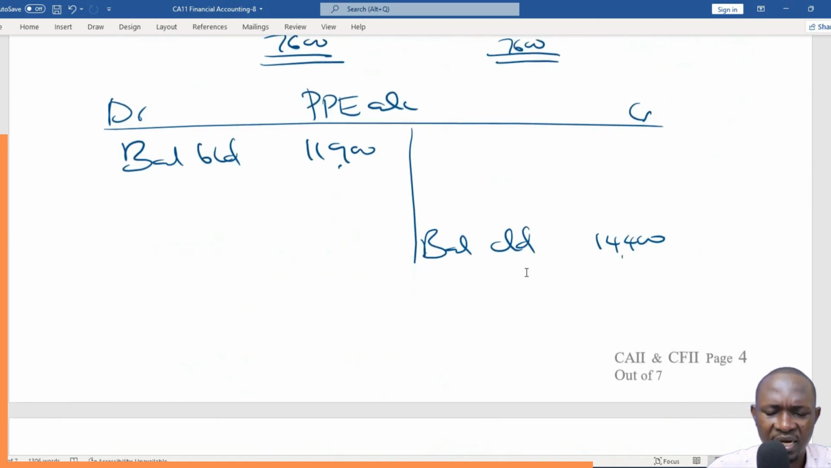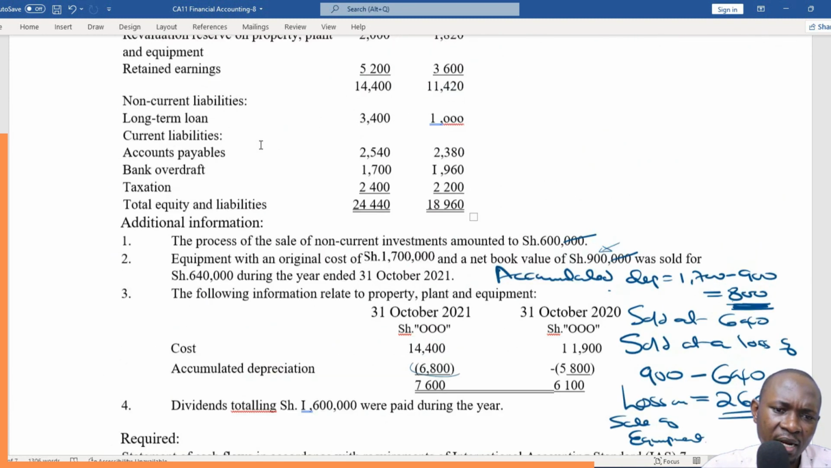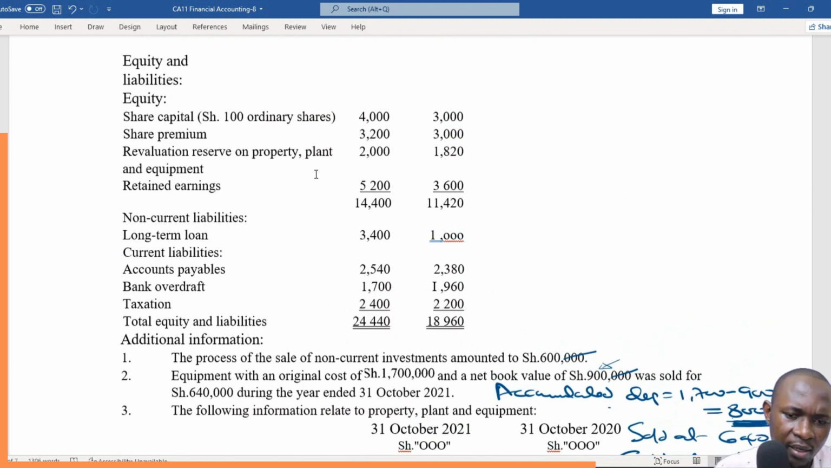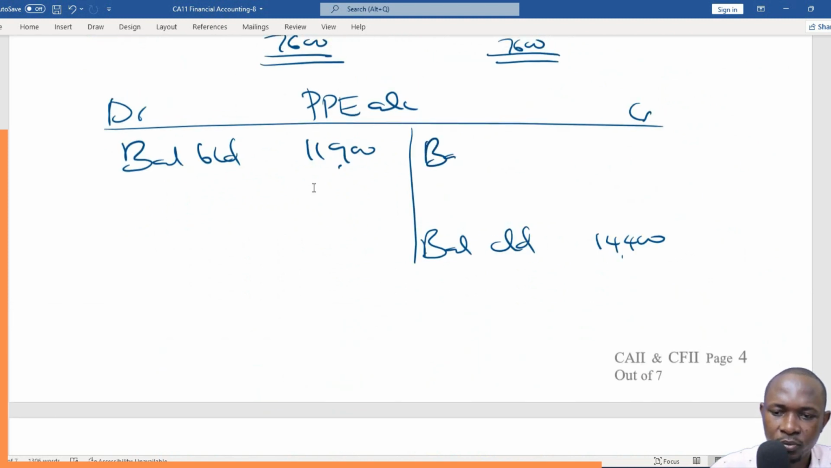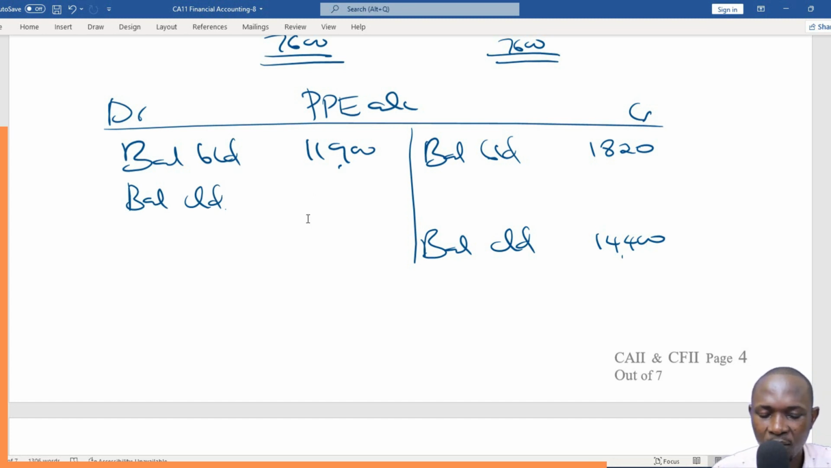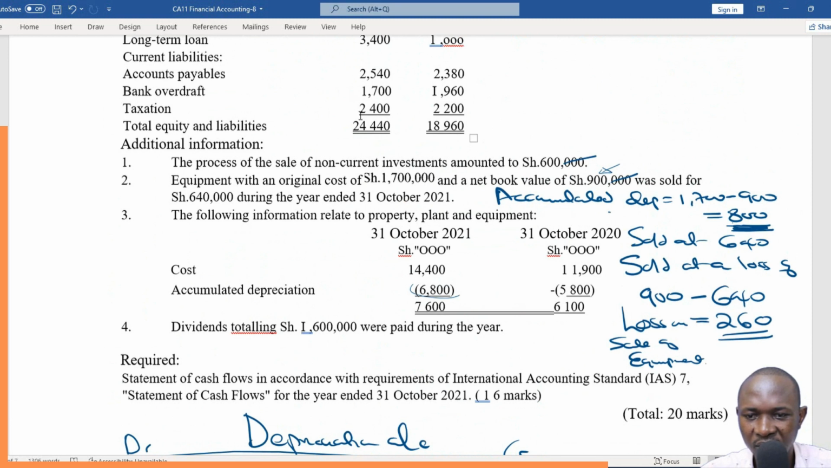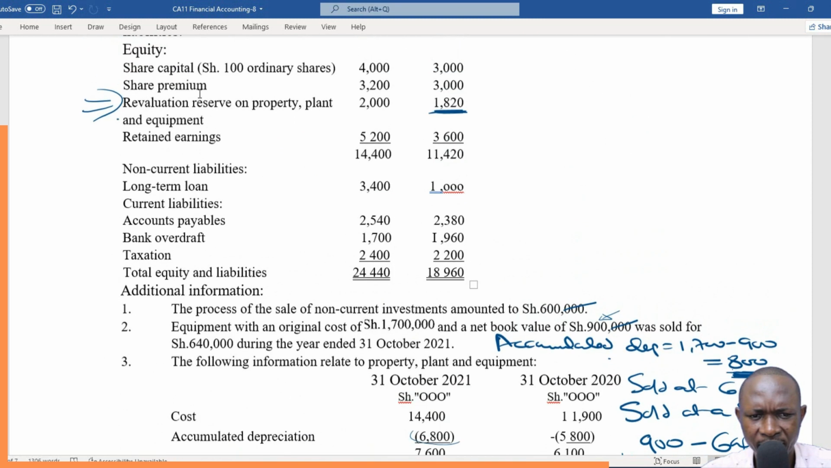So 14,400 will be our balance carried down. Just come right here, balance carried down 14,400. Then go and find out if we have any revaluation reserve, and it's already here, revaluation reserve. You can see it's on the liability side. So for the previous year 1820, we'll simply have it here, balance brought down. How much? 1820 on the credit side, and then again we'll have balance carried down. Now notice this is balance carried down because these are the closing figures at the end of 2020. We will be talking about revaluation reserve 2,000.